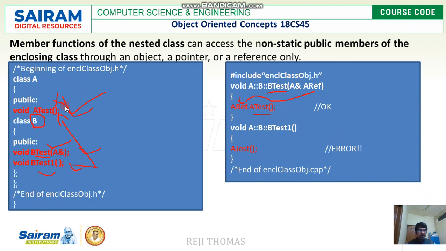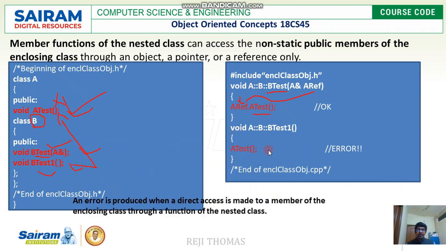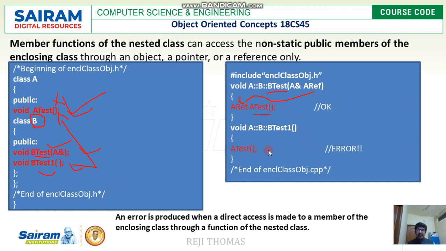Remember it? Let me repeat my point. The member functions of nested class, in this case B test and B test 1, can access the member function of the enclosing class only through a reference or pointer or through an object. If it tries to access directly, it is going to throw an error. An error is produced when a direct access is made to a member of the enclosing class.